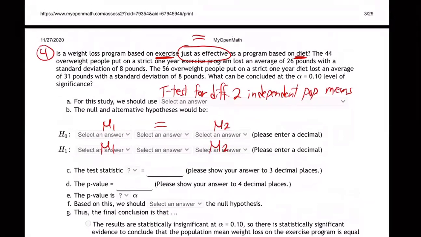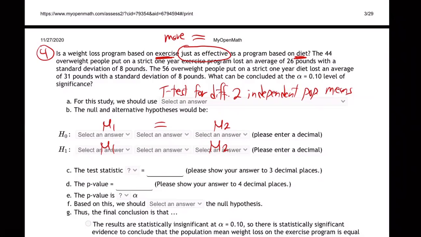Now they could have said, is the exercise more effective? If they had said more effective, then we would expect it to be different. In fact, you know what? Well, we better stick with their actual question. Now, you might have more effective. Let me give you some help here. Your version might say more effective.